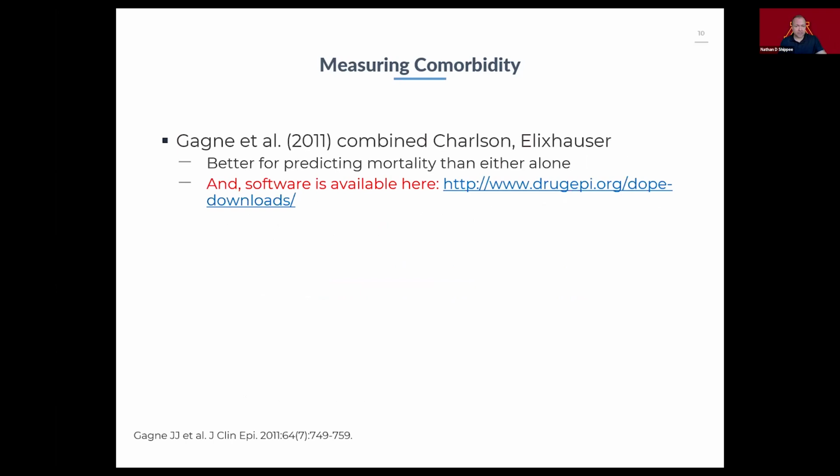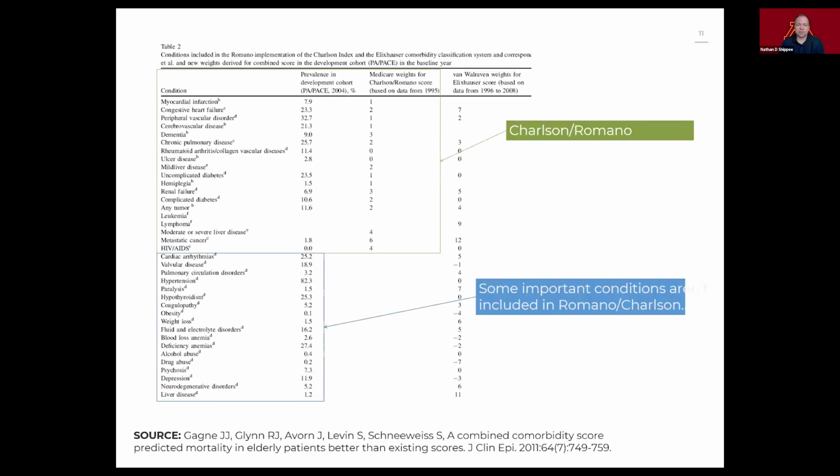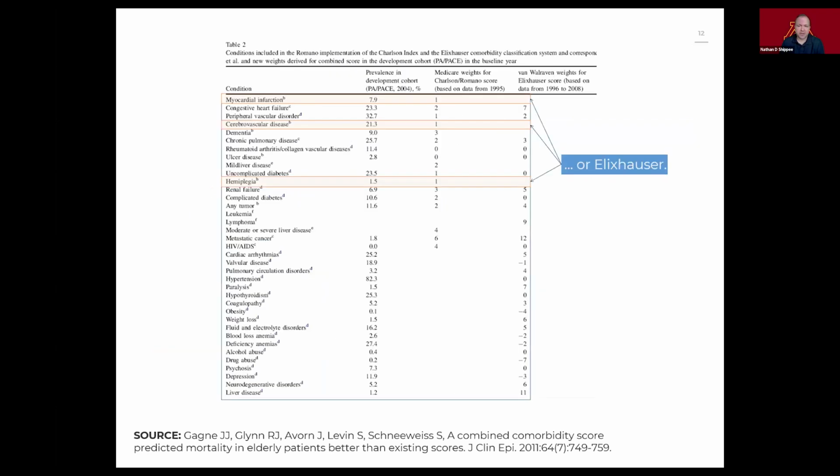Now, Gagne et al. is an interesting case, and I'm going to bring this up here because this is something I've seen used in clinical practice and other places. Sometimes I've seen EHRs actually calculate this automatically, for different reasons. Gagne is a combined score. So Gagne takes conditions that are in Charlson and Romano, or not in Charlson and Romano, but in Elixhauser, and combines them together. So some are not in Charlson-Romano, some are not in Elixhauser, and therefore there's overlap, but not perfect overlap.